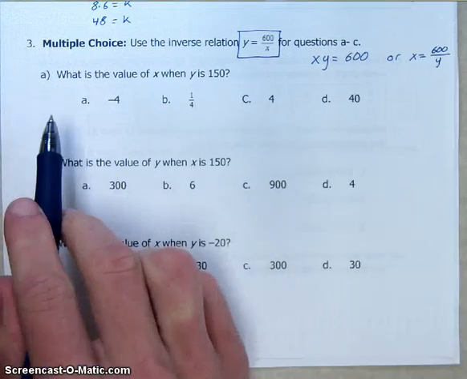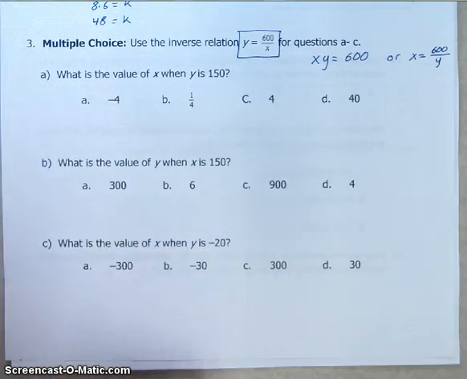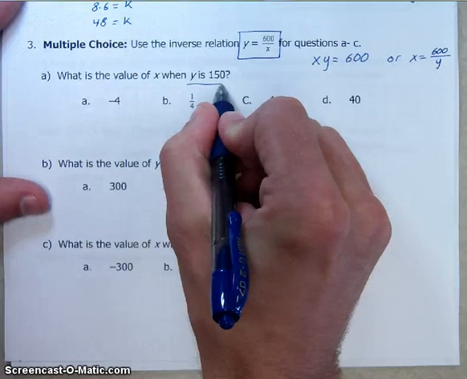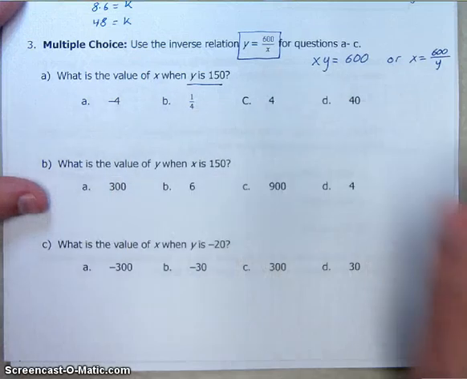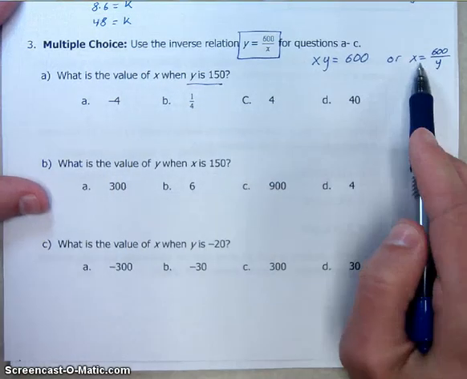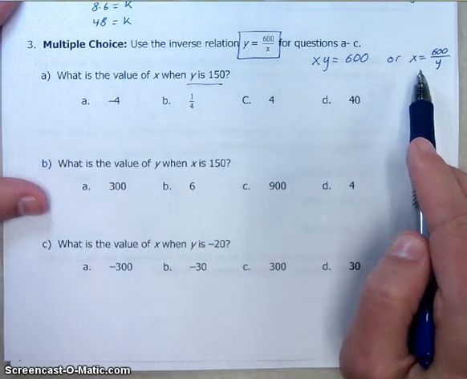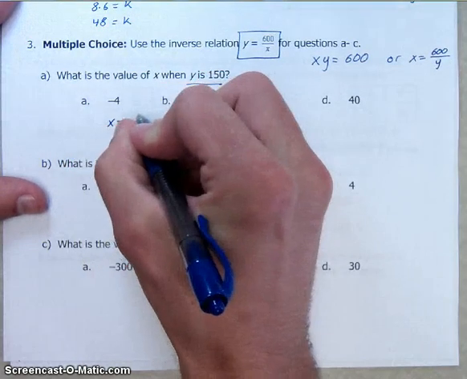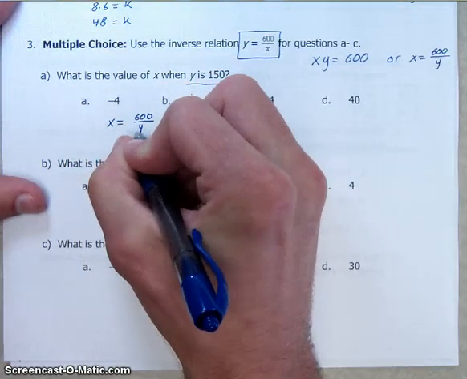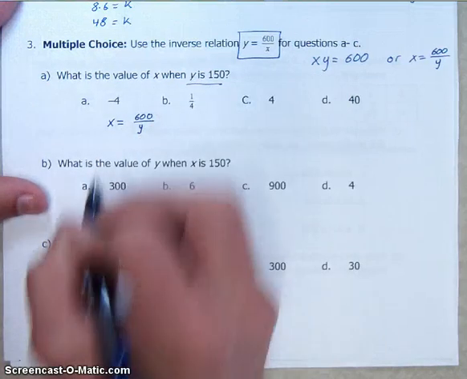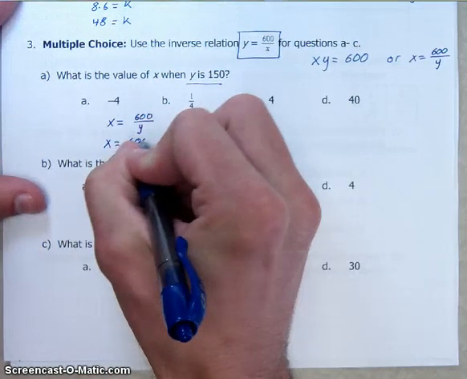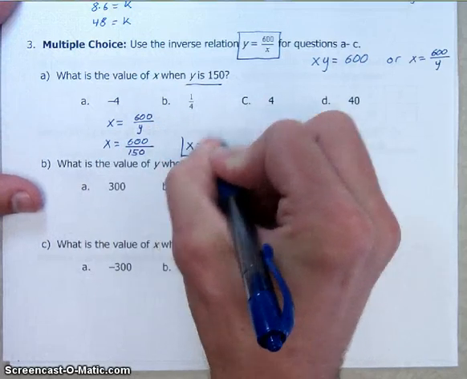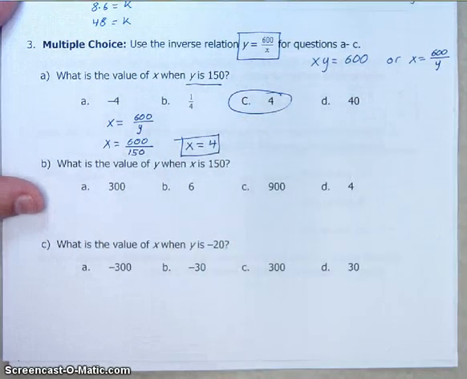So let's look here. What is the value of x when y equals 150? Again, they're giving me y is 150. I need to solve for x. So given my equations up here, it's probably going to be easier to use this one because this is what I'm asked to find. I'm asked to find x. So if I write that one down, x equals 600 over y. They tell me y is equal to 150, so x equals 600 divided by 150, and you get x equals 4, which would give you the correct answer, C.